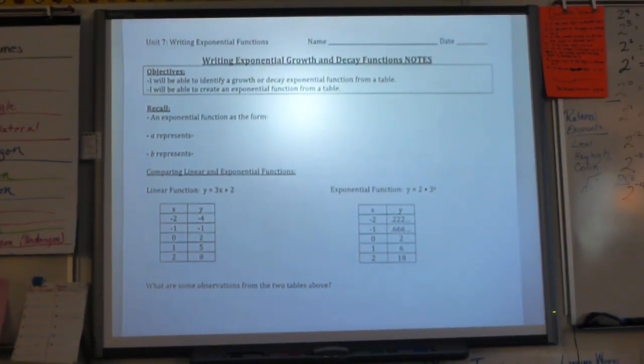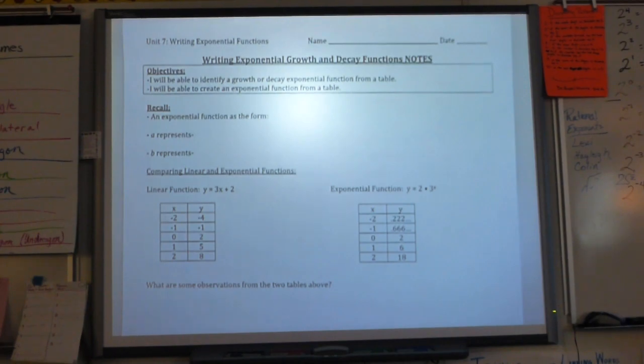Okay, today we're looking at writing exponential growth and decay functions. Our learning targets today are that we will be able to identify a growth or decay exponential function from a table, and that we will be able to create an exponential function from a table.